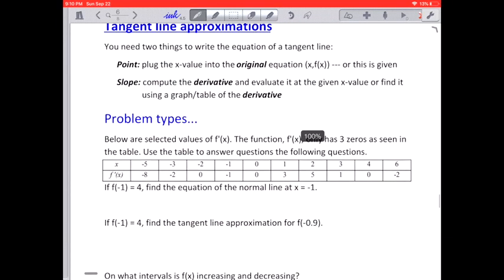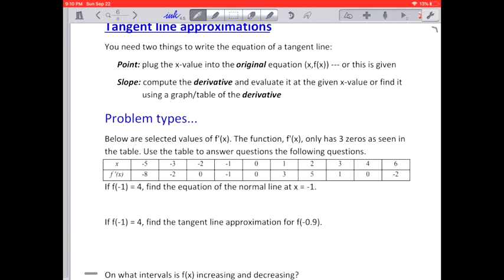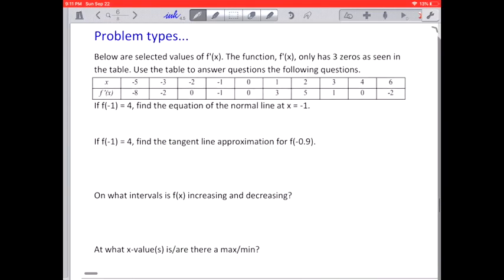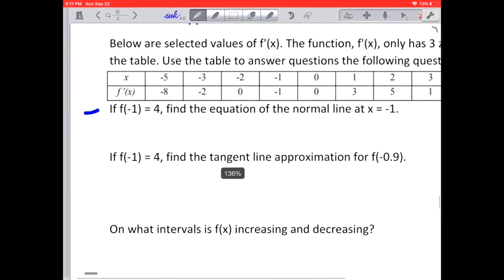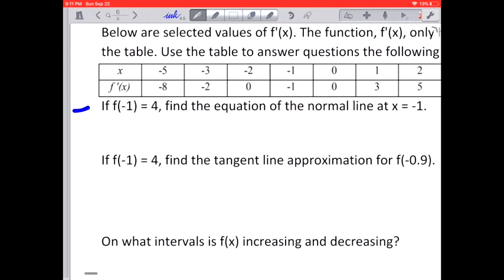Now the last thing we talked about were tangent line approximations. To write the equation of a linear equation, I need a point and a slope. I get the point using the original equation, and I get a slope by using the derivative. So common problem types, you may see a table. I look at the first question. It says, if f of negative 1 is 4, find the equation of the normal line at x equals negative 1.